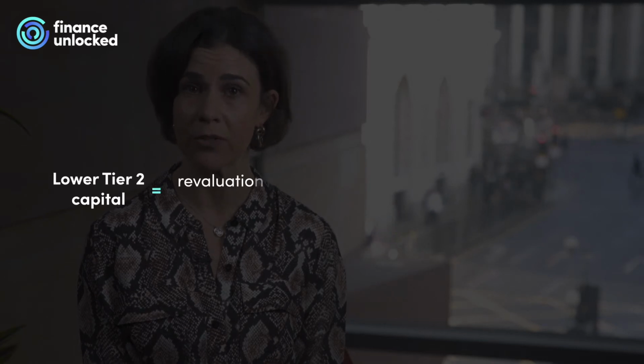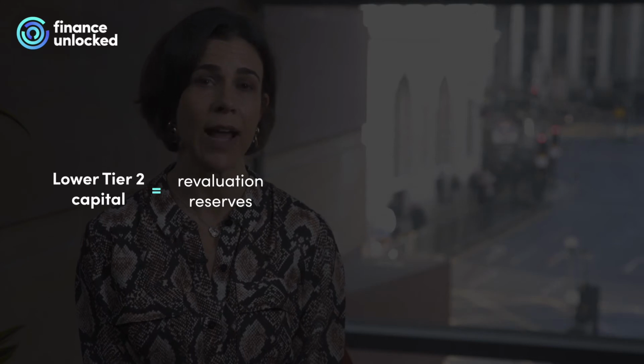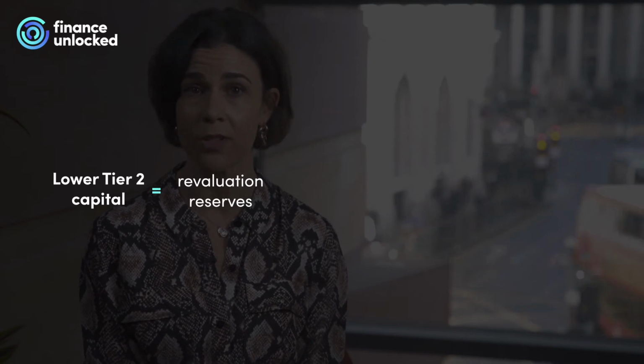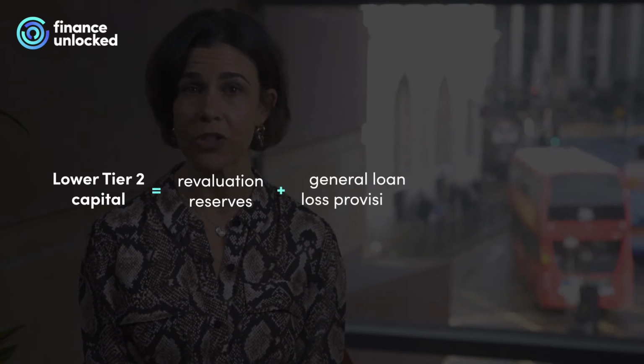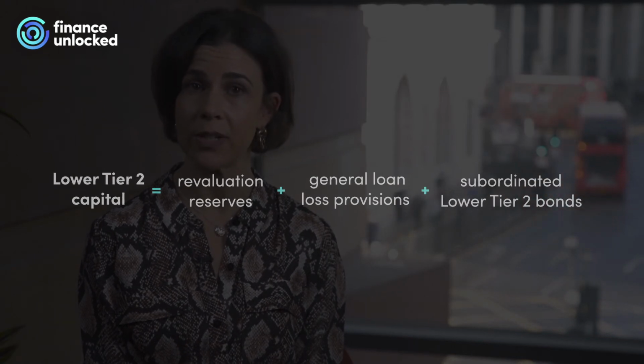Lower Tier 2 capital consists of revaluation reserves, i.e. surplus created by the upward revaluation of an asset, for example, real estate owned, general loan loss provisions, and subordinated lower Tier 2 bonds. Lower Tier 2 debt is term debt issued with a maturity of no less than 5 years.